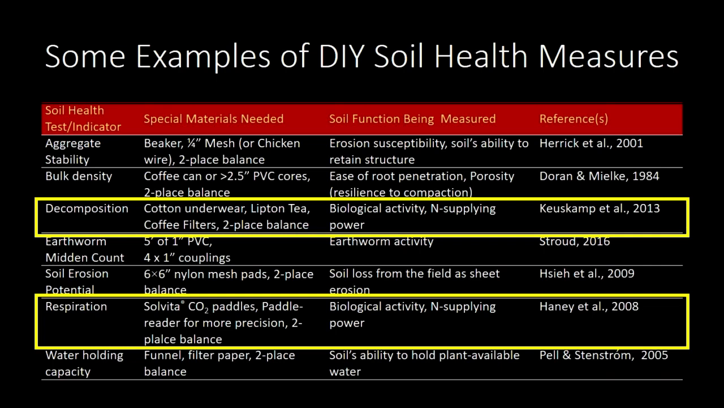Some of these other tests are a little more labor intensive. Bulk density is not too bad, and that aggregate stability test isn't too bad. It'd be neat to do a column of how many labor hours these would all take too. The erosion potential would take some time to put together those mesh pads. The earthworm counting is pretty easy. You just make a PVC quadrat. Yeah, some of those are. Even though farmers are busy, I think they are interested in measuring their own soil health, at least the ones I interact with.